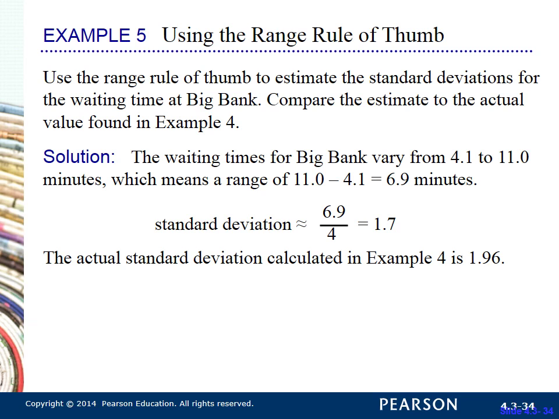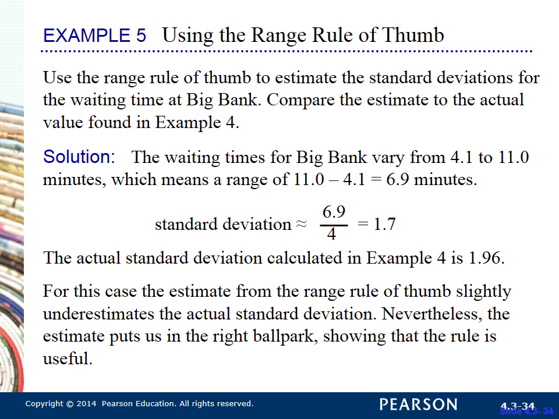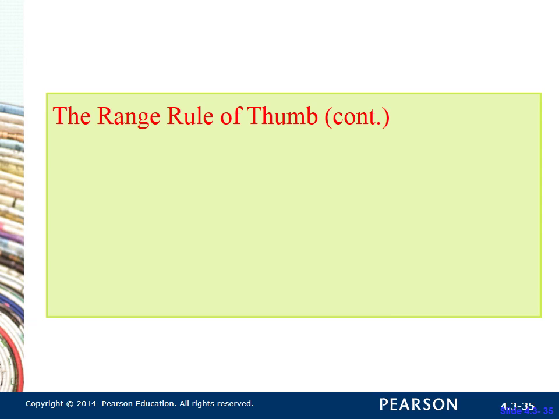So my range went from 4.1 to 11, so my range is 6.9 minutes. If I divide that by 4, take a fourth of it, that's 1.7, and the actual standard deviation was 1.96. So those are pretty close. Puts us in the ballpark. So it can be useful.